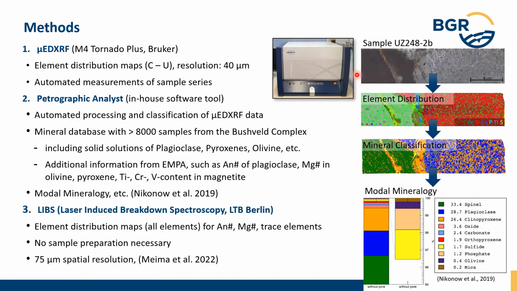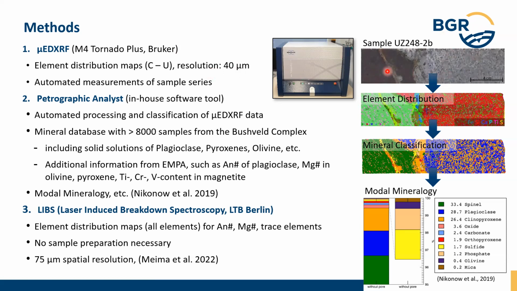So to give you a quick overview on the methods that we use, we have talked about already today about the micro EDXRF. We use the Tornado Plus from Bruker. We can map element distributions from carbon to uranium at a resolution going down to 20 micrometers, but in this case we used 40 micrometers. And one advantage of this method is that we can automate almost everything. So we can put in the samples and do it on Friday, and on Monday we have measured all the samples. And by now we have 2 of these devices because they run almost 24/7.